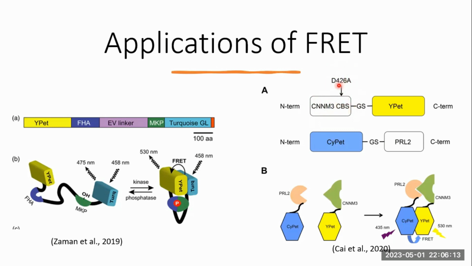Now, it seems very complicated, but it's all quite simple. This particular sequence is very important to the complex formation. If we were to create a mutation in this D426A sequence, then we would prevent this complex from forming. Now, you would say, why would we prevent this complex from forming? If PRL2 were to bind to the CBS domain of this protein, then it would promote tumor growth.